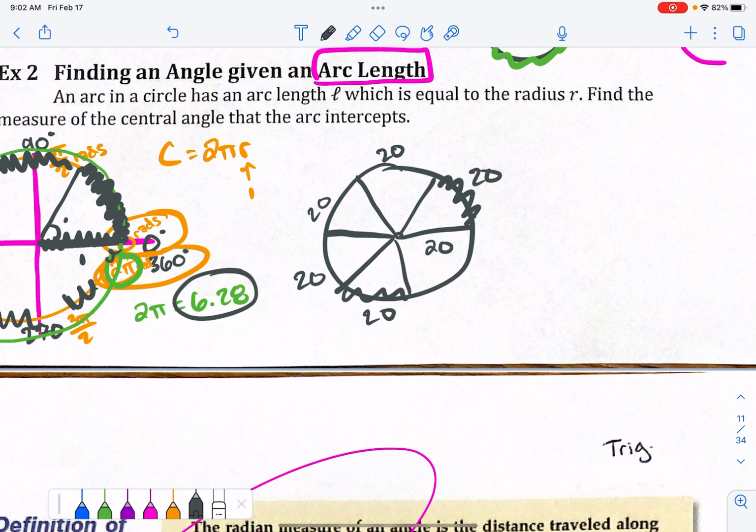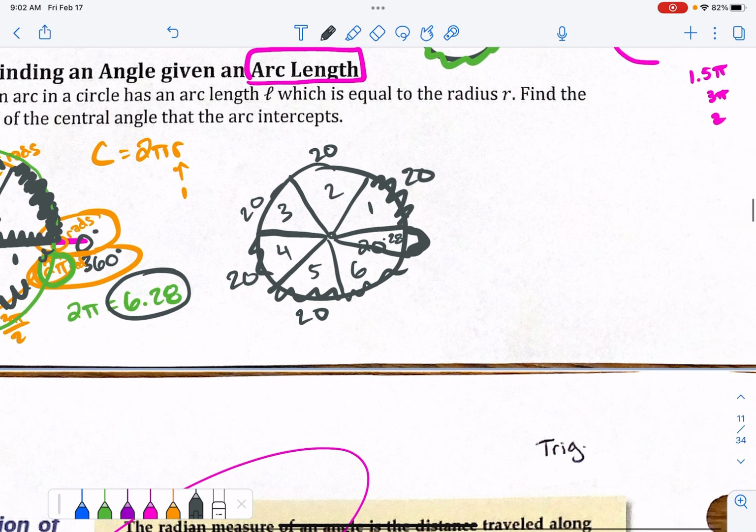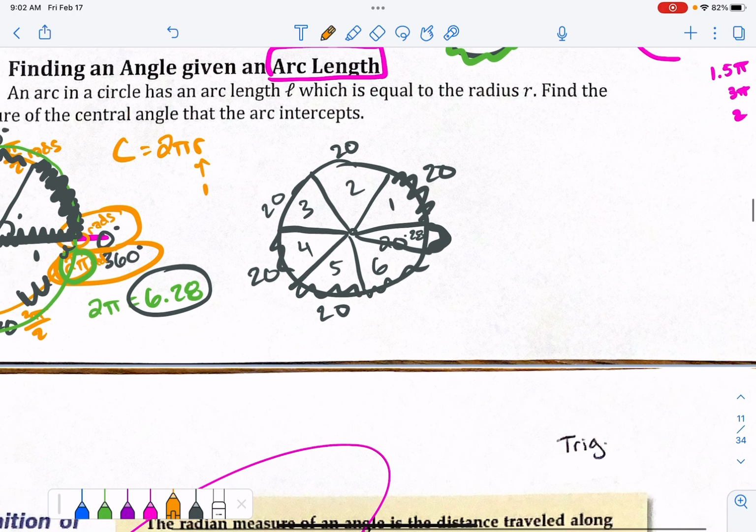It would be like 20 distances all the way around, and there would be 6.28, so almost a quarter of another one all the way around the circle, okay? That's 1, 2, 3, 4, 5, 6, and then 0.28 of those distances around the circle, okay? Now, they're saying find the measure of the central angle for one of those, right? So if I have just this slice of pie right here, how many degrees is that?